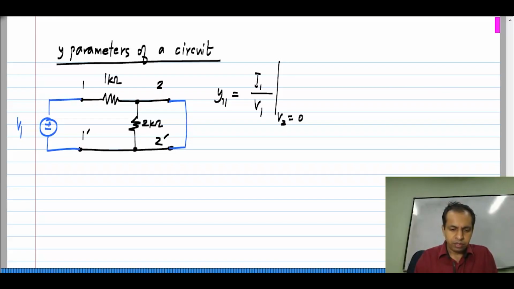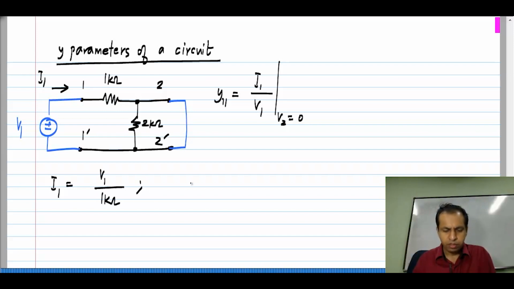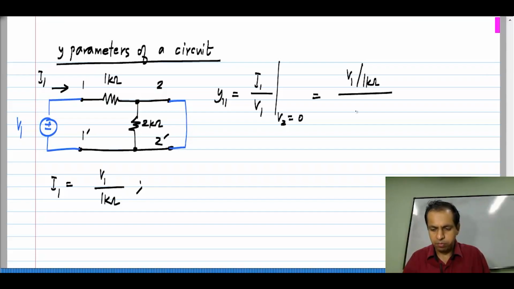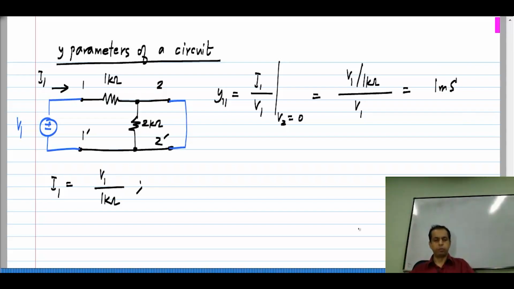Okay. So, this current I1 here is nothing but V1 divided by this resistance 1 kilo ohm. Now, what I wanted was I1 by V1. This turns out to be V1 divided by 1 kilo ohm divided by V1, which is equal to 1 by 1 kilo ohm or 1 millisiemens. Okay. So, that is what Y11 is.